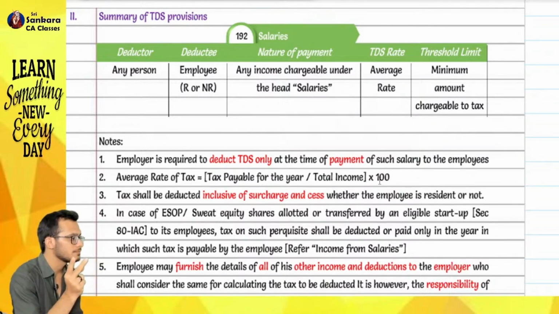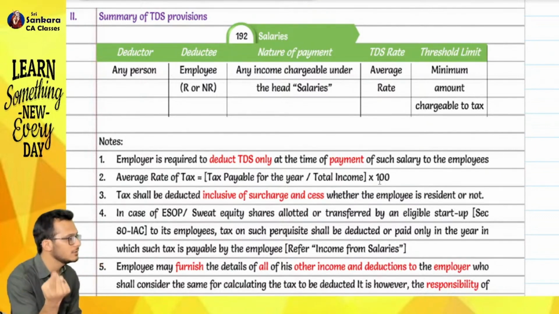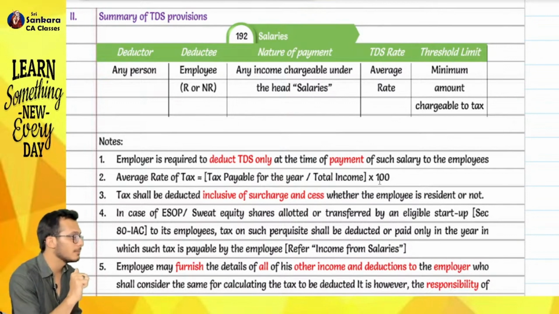Point number 2: 50% or 40% of salary. 50% when it is metropolitan, 40% when it is not metropolitan. So you will check where the house is. So you need the house address.